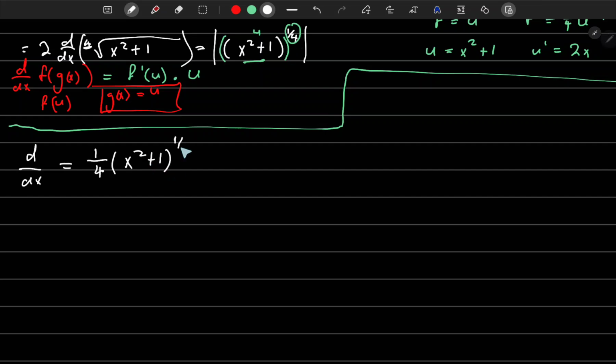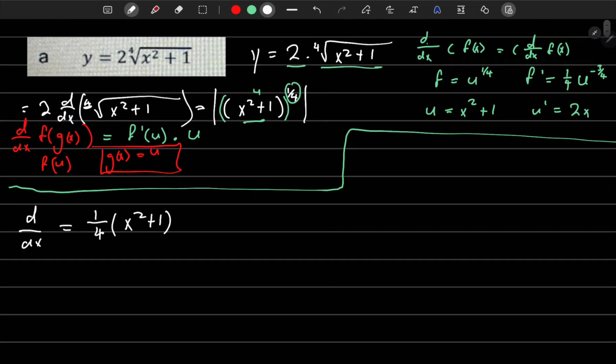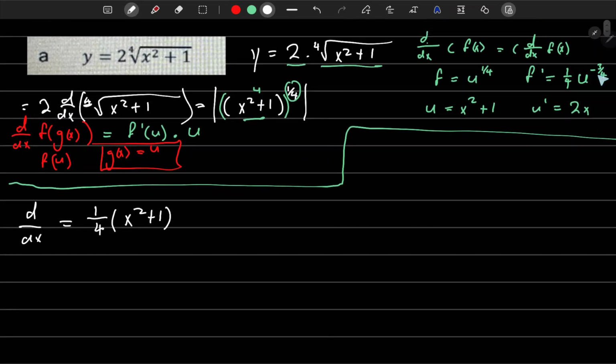And this is... sorry, this is not 1 over 4. Sorry, this is f prime. So that's this part here. That's negative 1 over negative 3 over 4, right? Multiplied by the derivative of u, that's 2x.